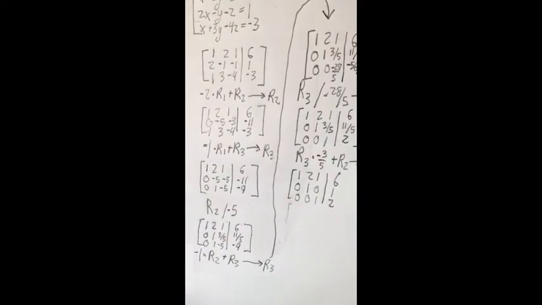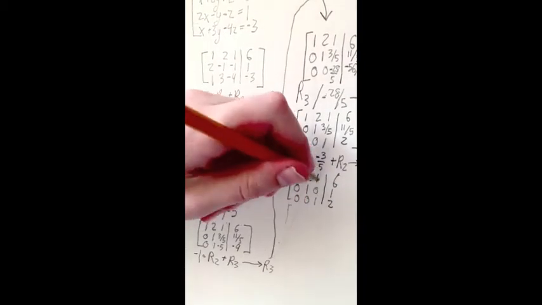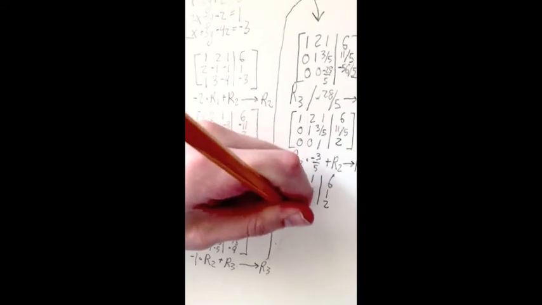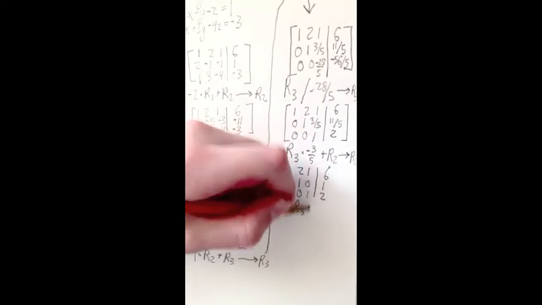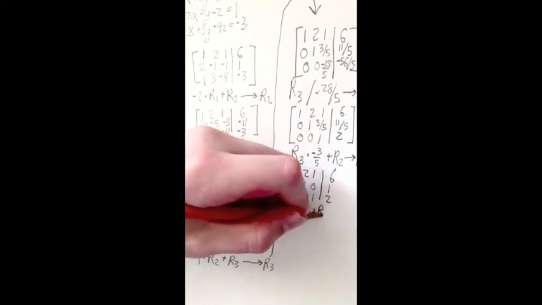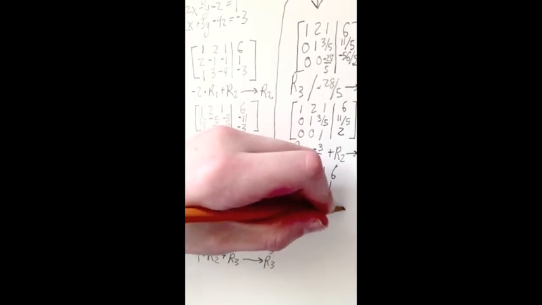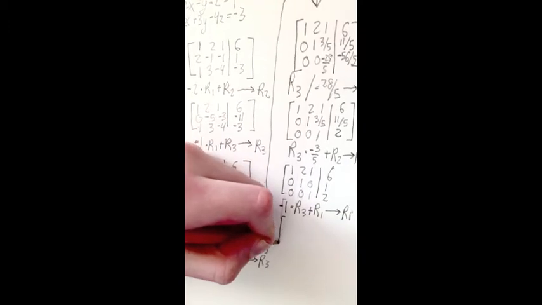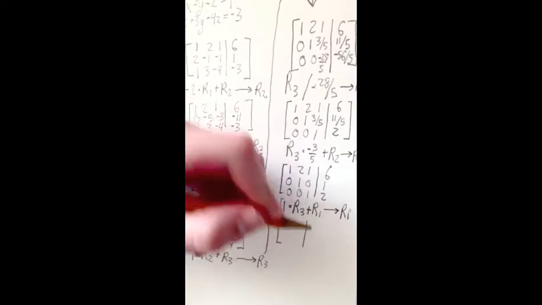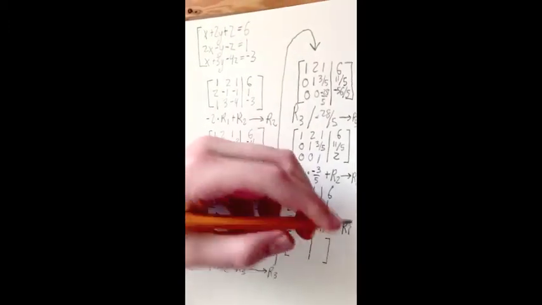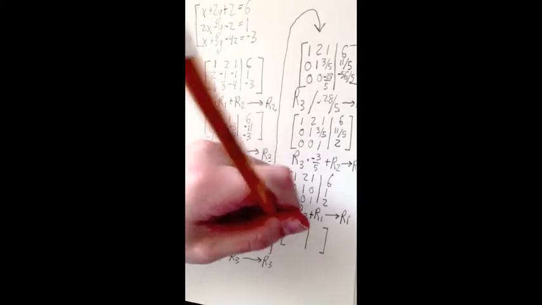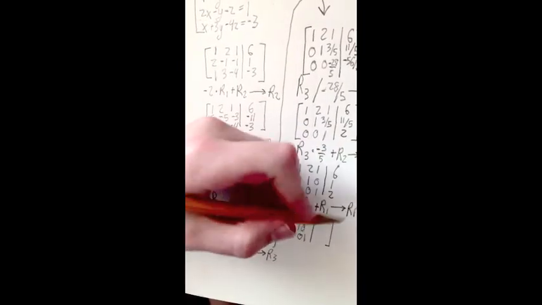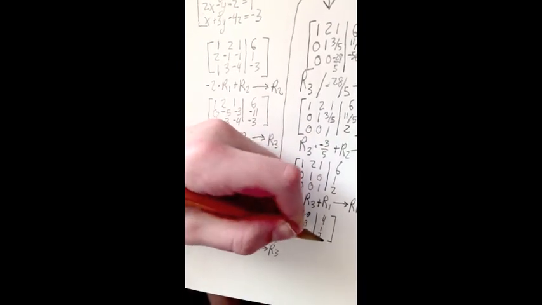And we're going to need to get this value down to 0, so we're going to do negative 1 times row 3 plus row 1 is equal to our new row 1. And we're going to get a new matrix of 1, 2, 0, 0, 1, 0, 0, 0, 1, and 4, 1, 2.